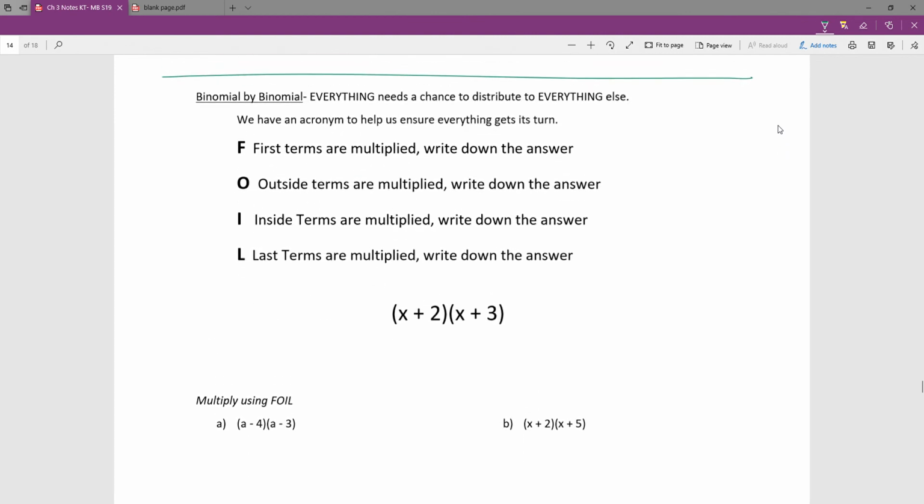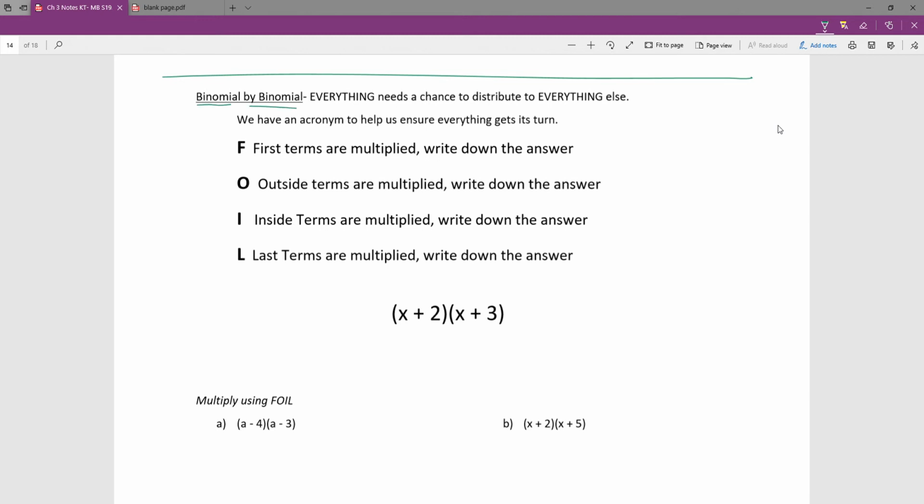So the next part of this is stepping it up. We can handle monomials times monomials. We can handle monomials times any polynomial. But what we haven't done yet is go through a binomial times a binomial. And that's what this section of the notes are talking about.